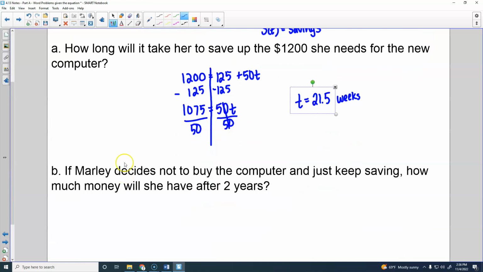Okay? All right, if Marley decides not to buy the computer and just keep saving, how much money will she have after 2 years?